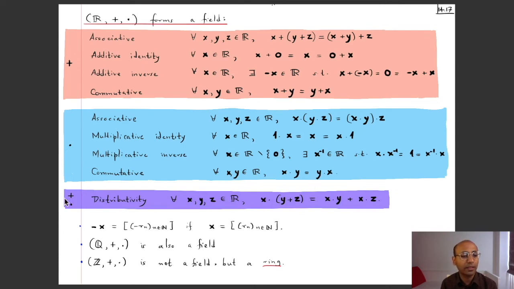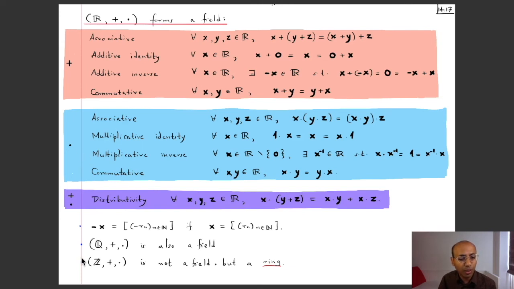Then there is this extra property which combines these two operations, and this property says that multiplication distributes over addition. So for any three real numbers x, y, and z, x times (y plus z) is equal to x times y plus x times z. So multiplication distributes over this addition. So we'll soon prove the existence of multiplicative inverses for non-zero real numbers, but all the rest of the properties can be shown in a straightforward manner using the definition of addition and multiplication of real numbers.